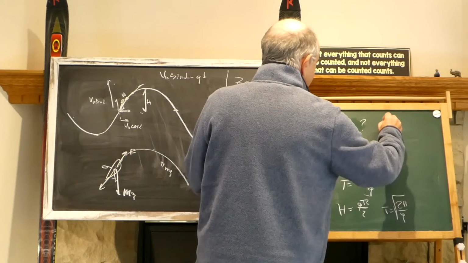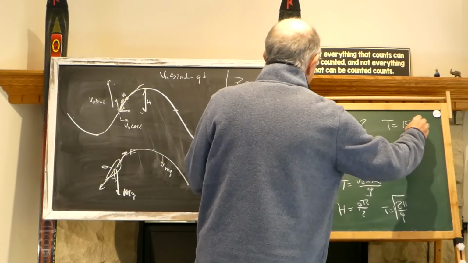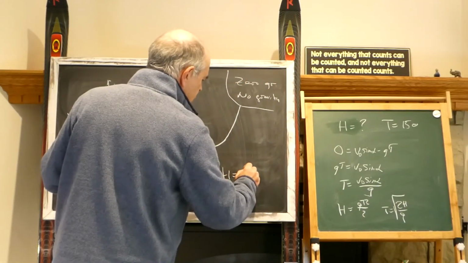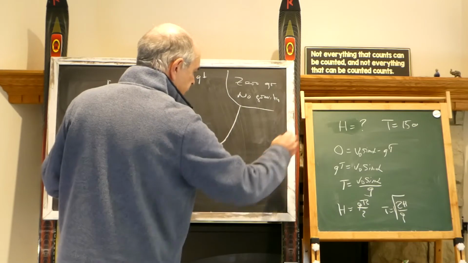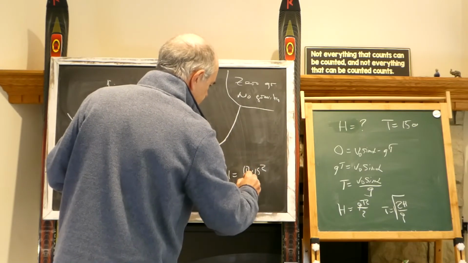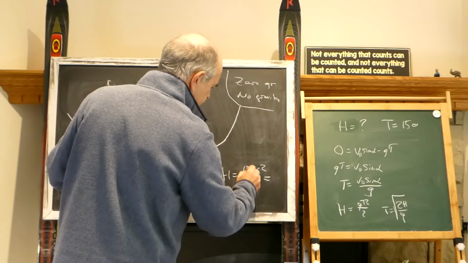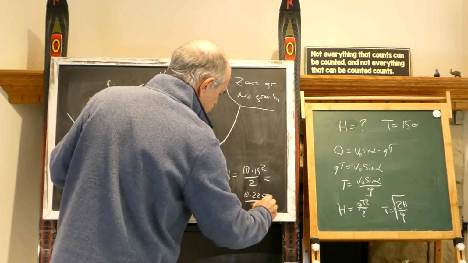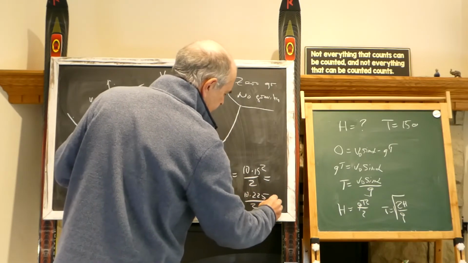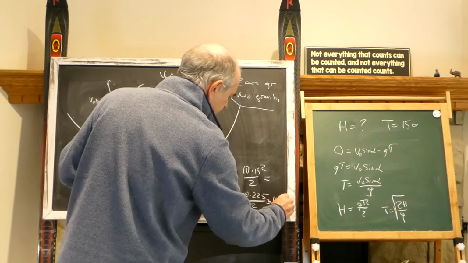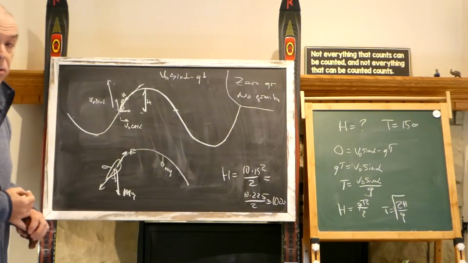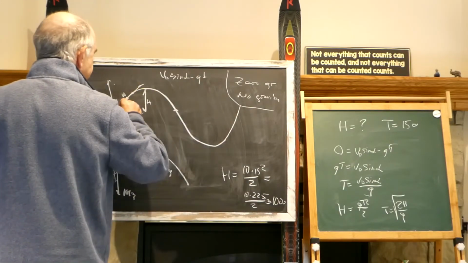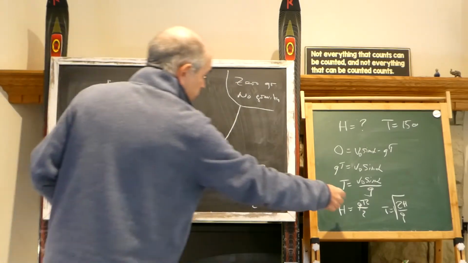H is a question mark, and time, let's say 15 seconds, as it was advertised, 15 seconds up. So this becomes h equals g, which is 10, times 15 squared divided by 2. It becomes 10 multiplied by 225 divided by 2. This would be 1,000 meters, very roughly. So it takes 1,000 meters to climb, 1,000 meters to dive.